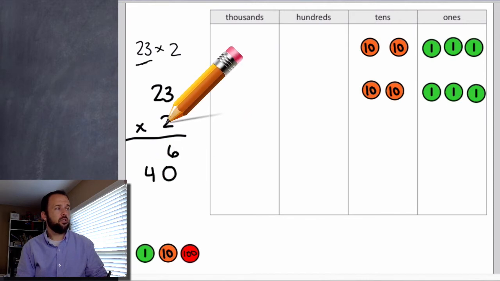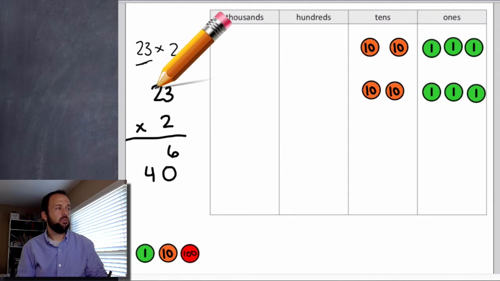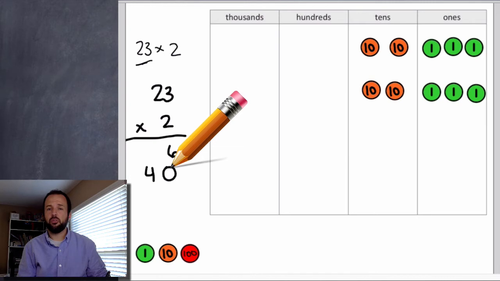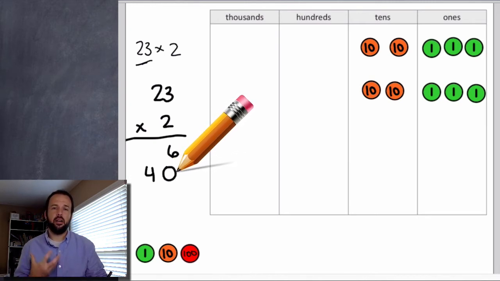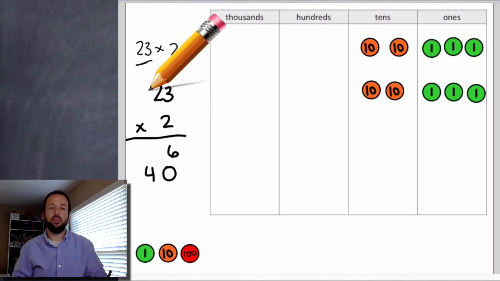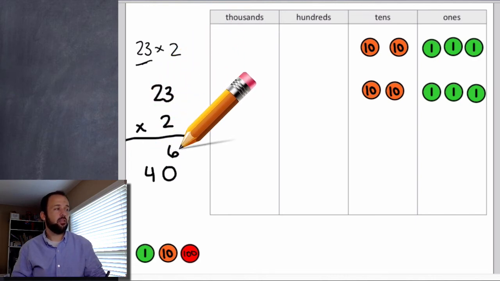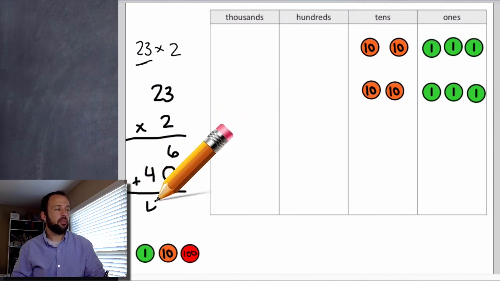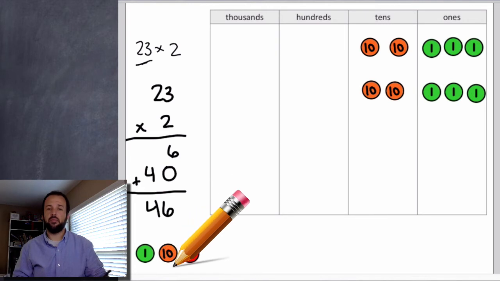Okay, 2 ones times 2 tens would be 40. So now these are both called partial products, right? They're just a step in my multiplication. I did my ones times my ones, and then my ones times my tens. I got those two answers, a 6 and a 40. Now if I add them up, I will get 46, which is my answer.